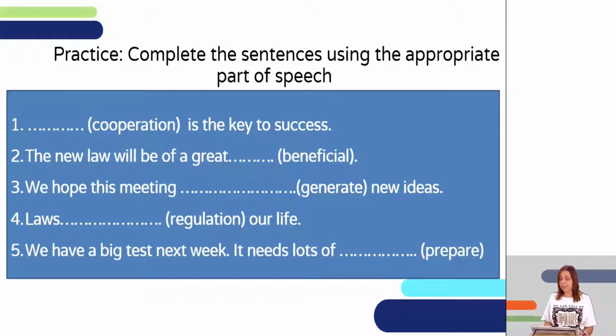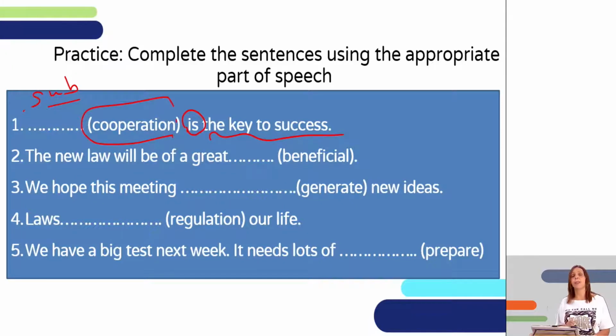We have cooperation is the key to success. So we have a verb, which is. And we have is the key to success. What is needed is a subject, right? We need a subject here. The subject here is usually a noun. So we need a noun. What is the noun of cooperation? It is the same word. Cooperation is a noun. So here we just copy it as it is.